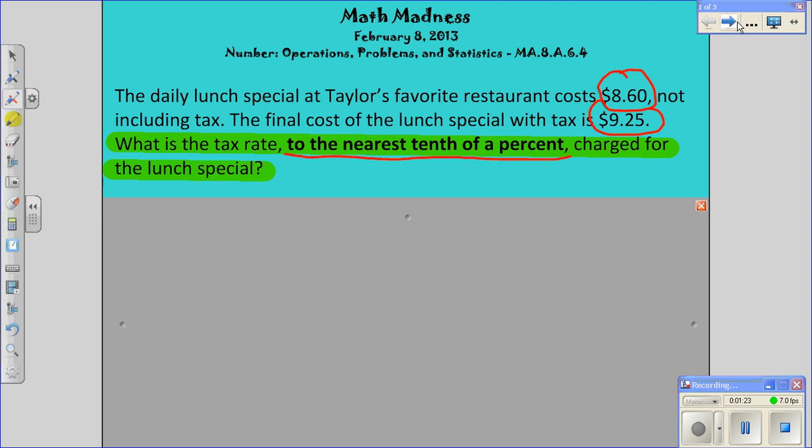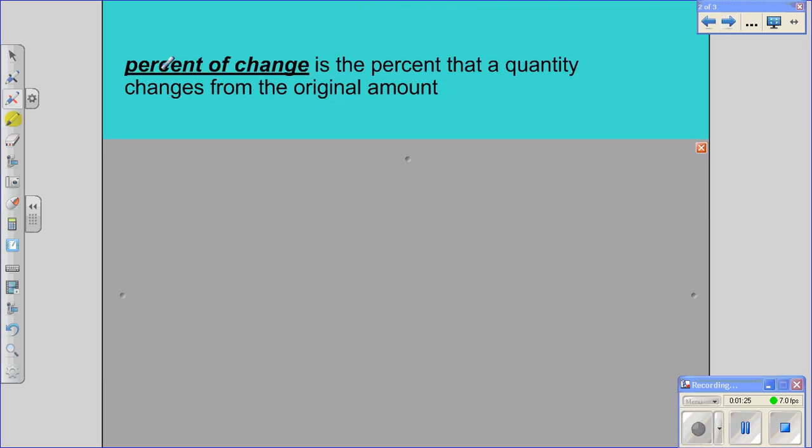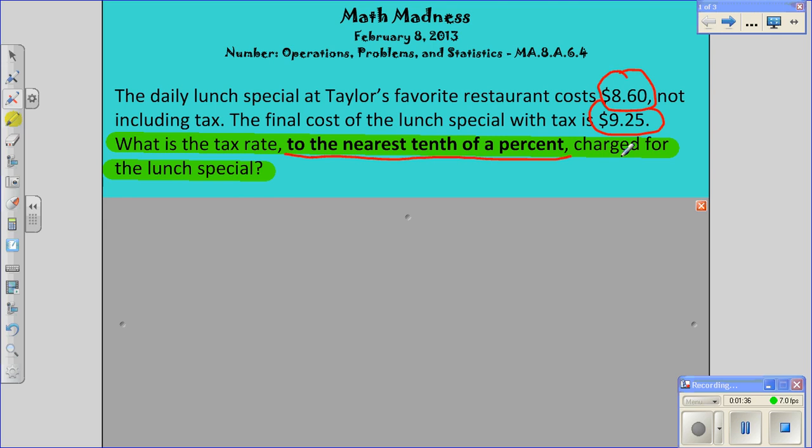And what happened there is what you called a percent of change. And a percent of change is a percent that the quantity changes from the original amount. Well, the original amount, if we go back to the problem, was $8.60 for the lunch special. But when they included the cost of taxes, they added the tax to the $8.60, and she paid $9.25.